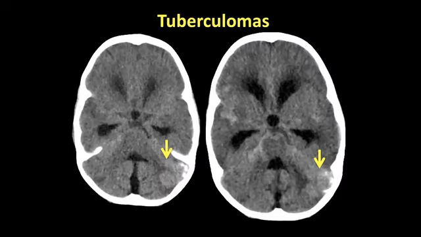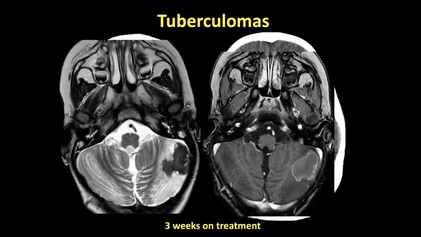Here is another case. It's a patient who has hydrocephalus and basal meningeal enhancement. There is a T2 hyperdense lesion in the left cerebellar hemisphere with some peripheral calcification, which shows very poor contrast enhancement. But when the patient had been on treatment for 3 weeks, we elected to MRI it to confirm that it was in fact a tuberculoma: characteristic T2 hypointensity and peripheral enhancement.